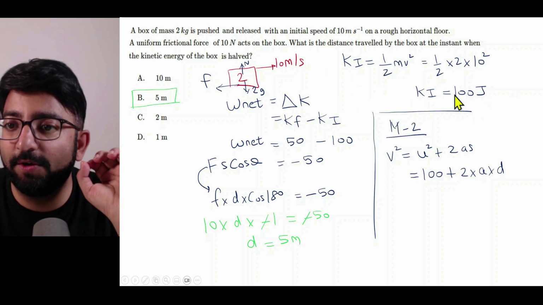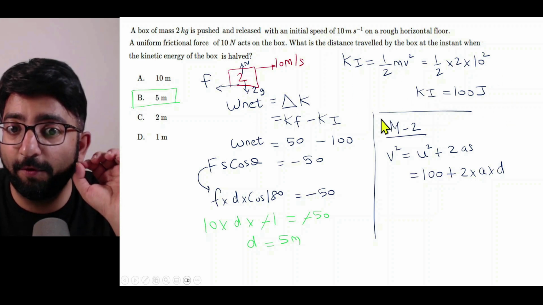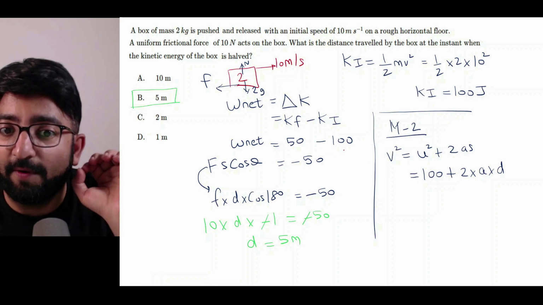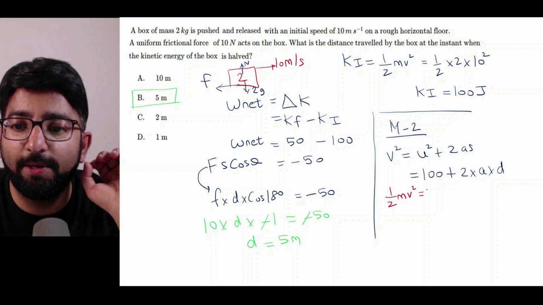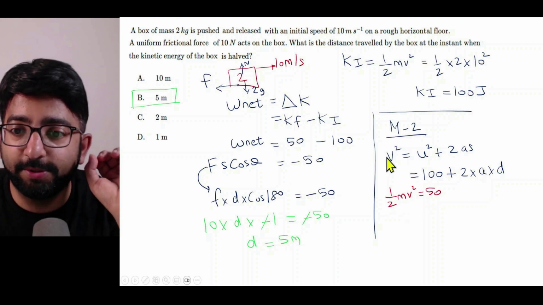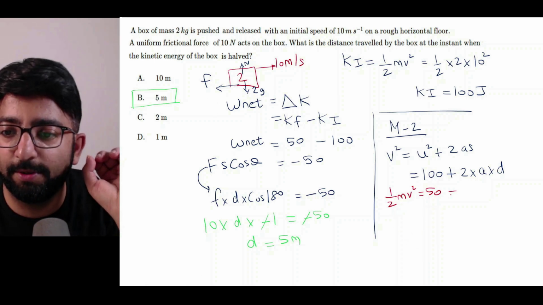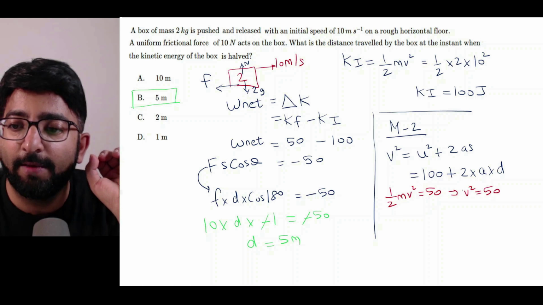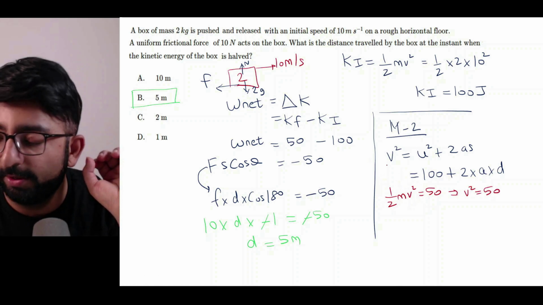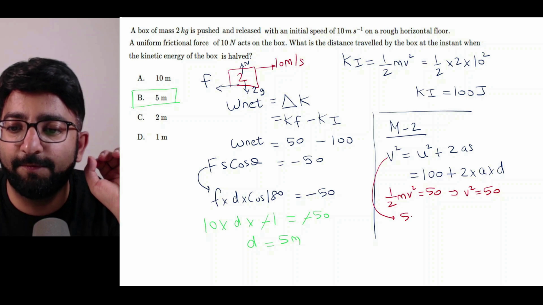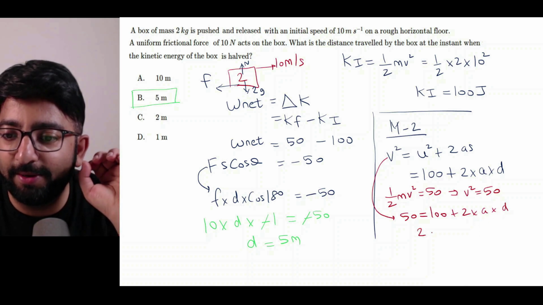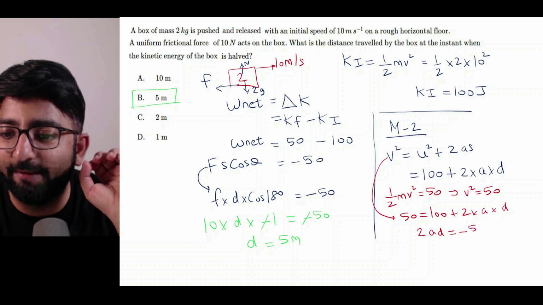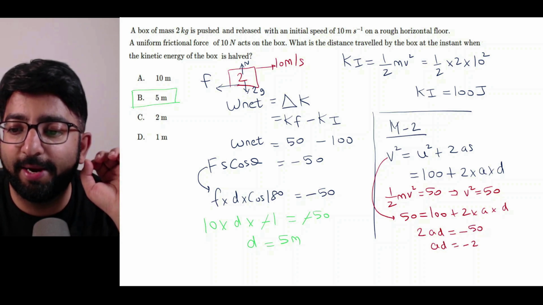So initial kinetic energy was 100 joules. So final would be half of that, 50 joules. Since final kinetic energy is 50, let's write down half m v square is equal to 50. And the mass of the box is 2 kilograms. So if we simplify this expression, we will get v square as 50, which we can use in this particular expression. So v square, 50, equals 100 plus 2 into acceleration multiplied by distance. Let's simplify: 2ad equals negative 50. Hence, a into d will be equal to negative 25.